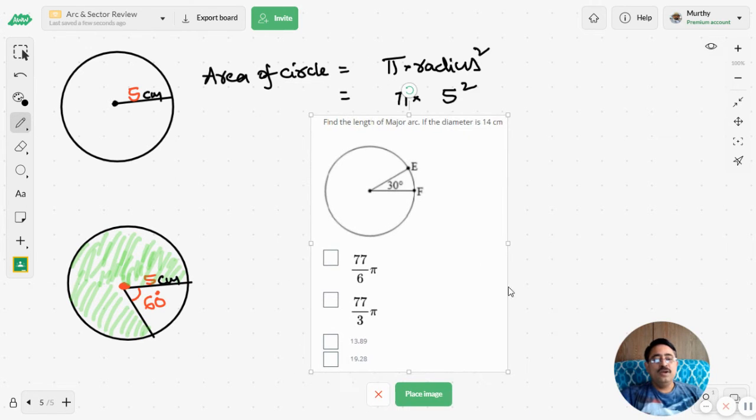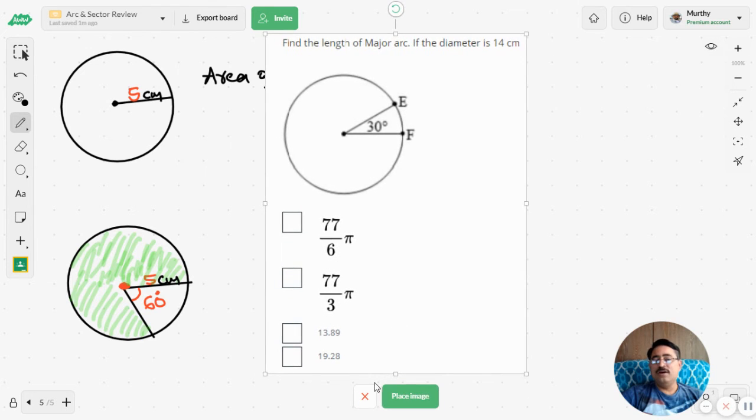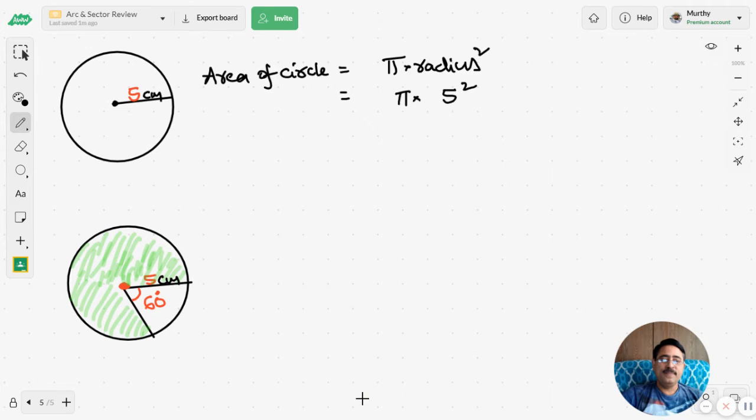So, look at this question. In this question, find the length of the major arc if the diameter is 14 centimeters. You look at the options. Sometimes they are given in terms of decimals, sometimes they are given in terms of pi. So I'll explain both methods. Let's leave pi as it is.